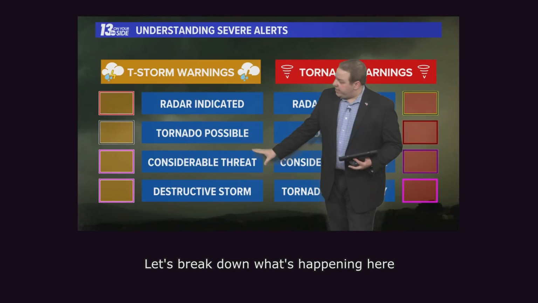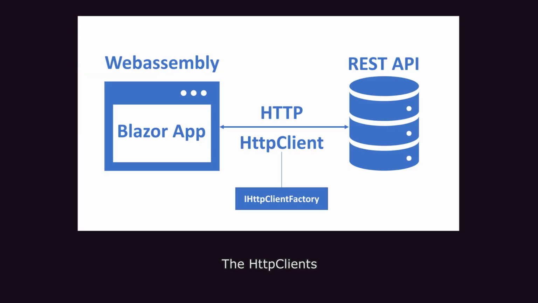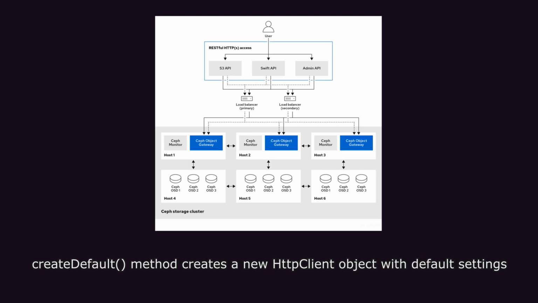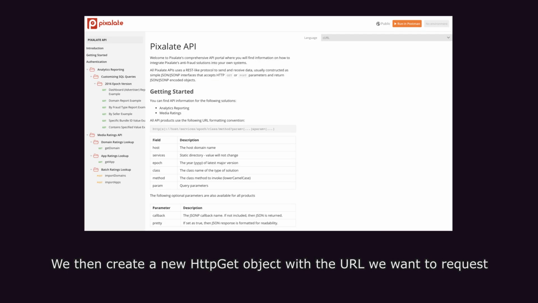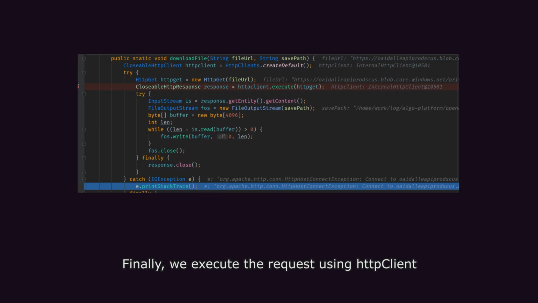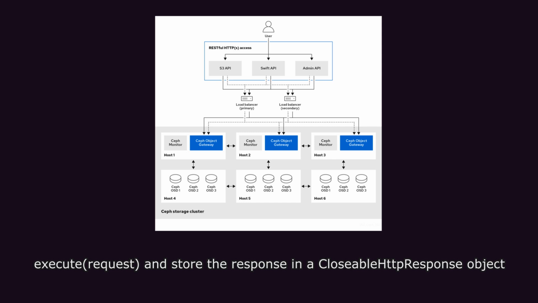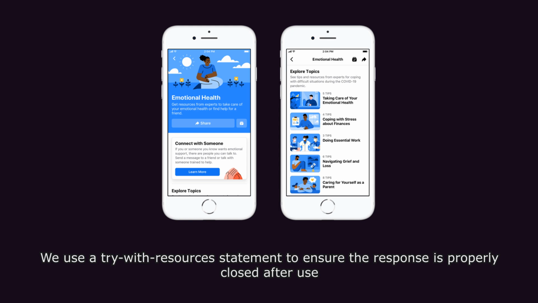Let's break down what's happening here. The HttpClient's createDefault method creates a new HttpClient object with default settings. We then create a new HttpGet object with the URL we want to request. Finally, we execute the request using HttpClient.execute(request), and store the response in a closeable HttpResponse object. We use a try-with-resources statement to ensure the response is properly closed after use.